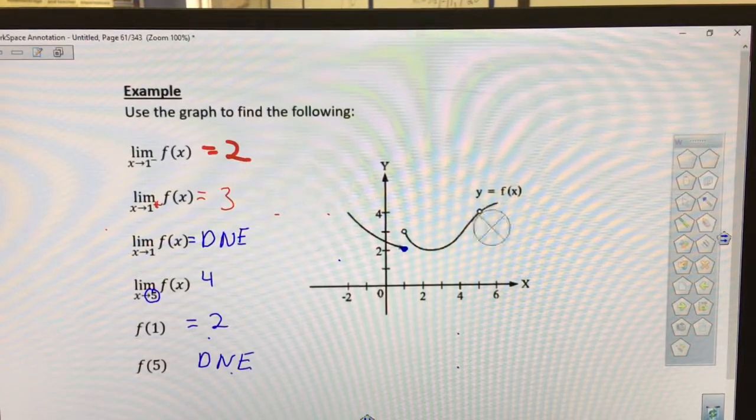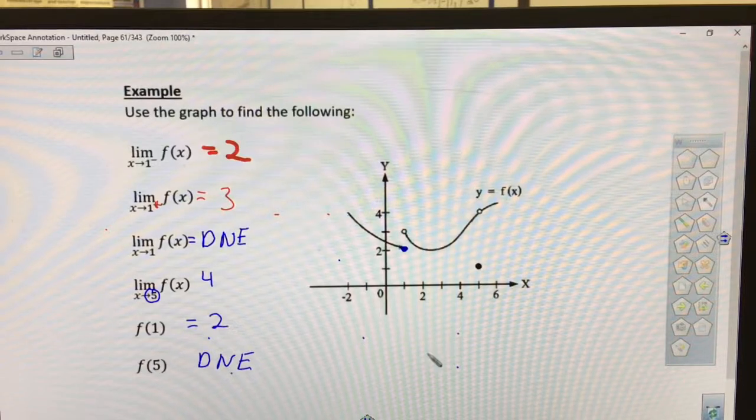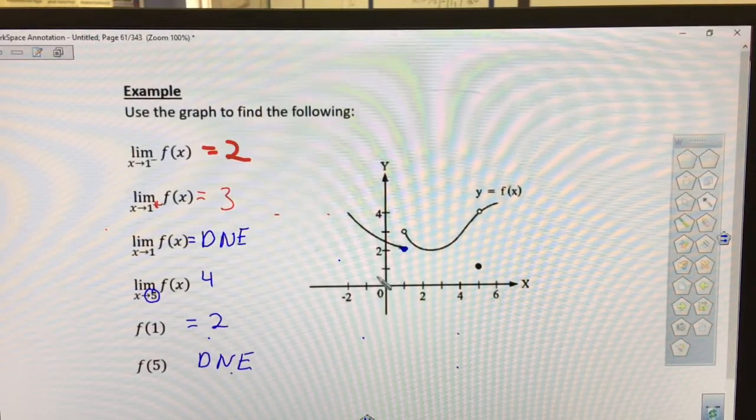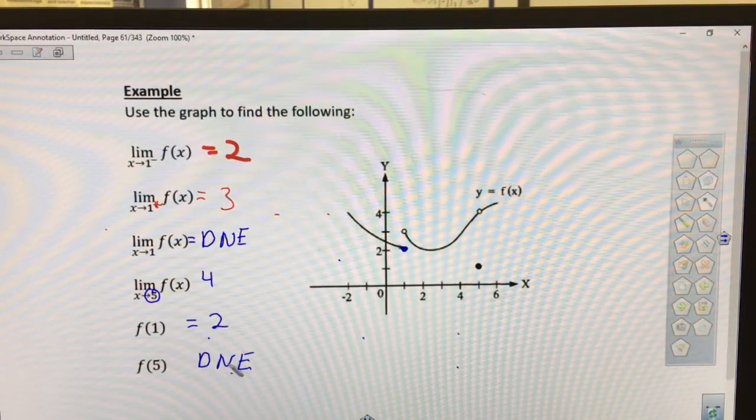Yeah. Now, they could do this, and they probably will. They'll put a dot here. At 5, they'll put a dot there. So if it has a dot there, the answer now isn't D and E. When x equals 5, it's 1. Alright, that coordinate is 5, 1. That coordinate there is 5 does not exist. 5 comma D and E.